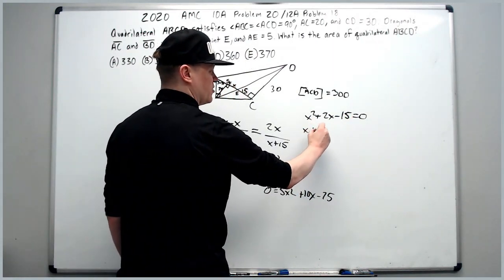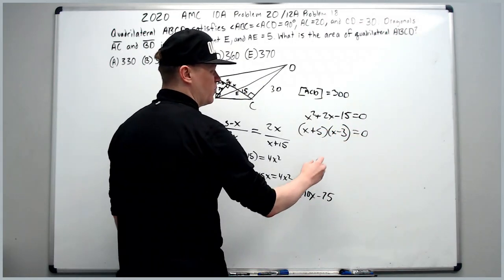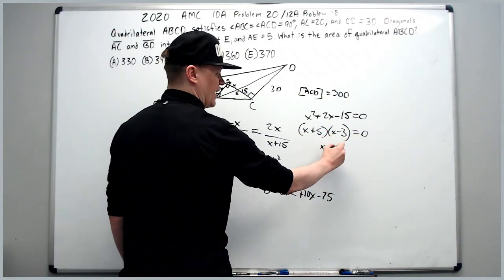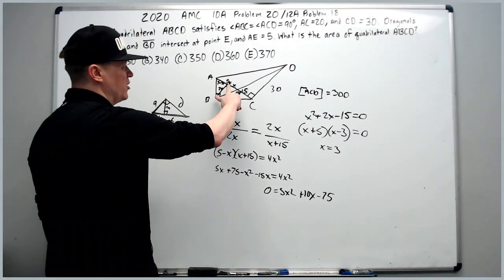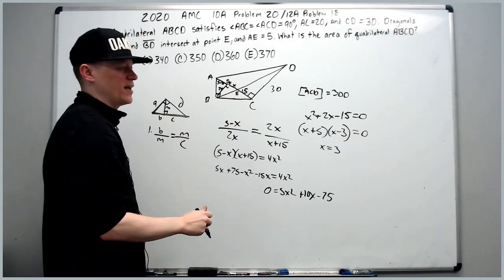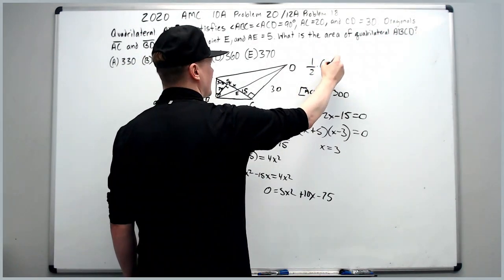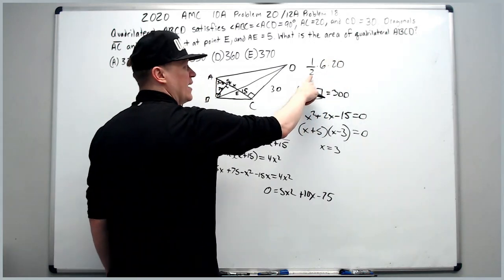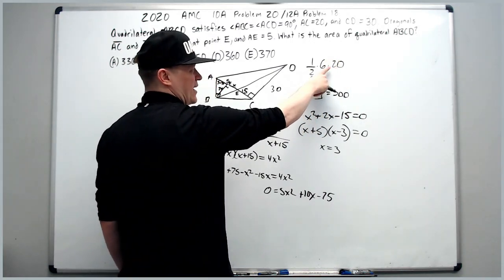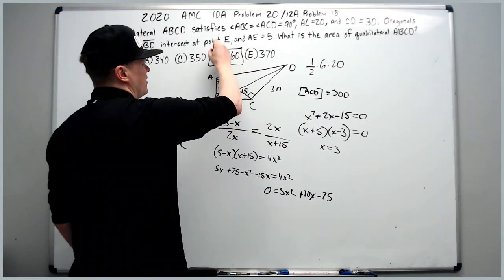This factors to x plus 5 times x minus 3 equals 0. That's impossible for x equal to negative 5. X must equal 3, which means the height was 6. That's the height of this right triangle. And the area will be 1/2 times the height 6 times the base 20. Half of 20 is 10 times 6 is 60. And you're going to get D, 360.